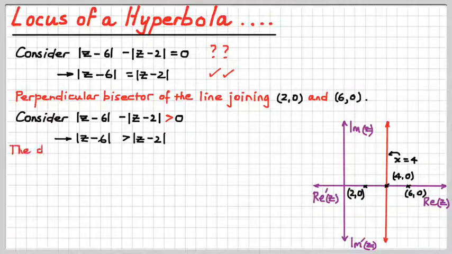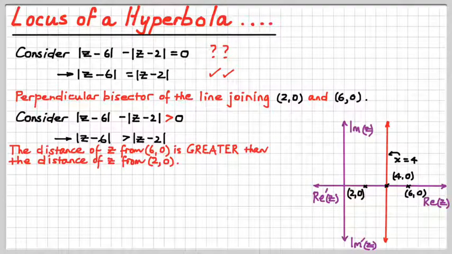So what are we saying? We're saying that the distance of z from 6 and 0 is greater than the distance of z from 2 and 0, right? That's a hyperbola as soon as you get that, right?